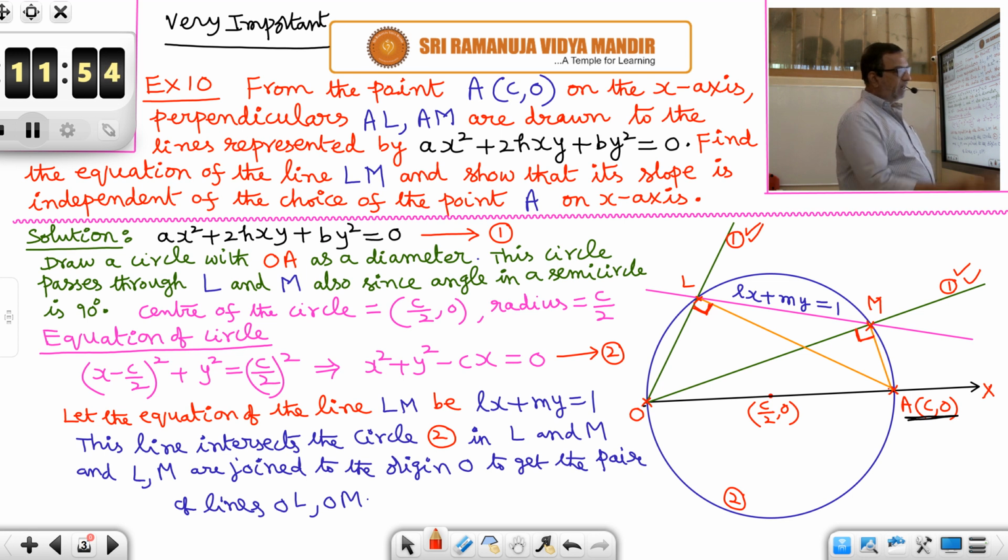Okay. Now the circle is not there. Now we are joining L and M by means of a pink line. We have to find the equation of this pink line.